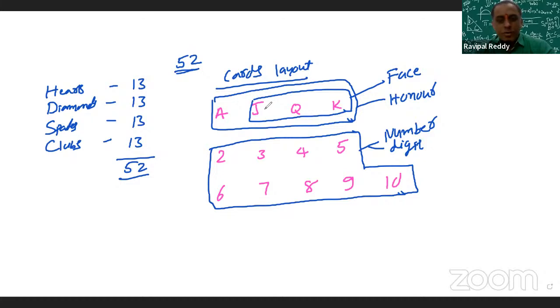52. Very good. How many heart cards are there? 13. Very good. How many kings are there?